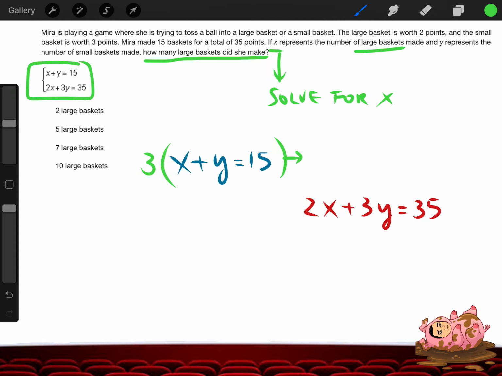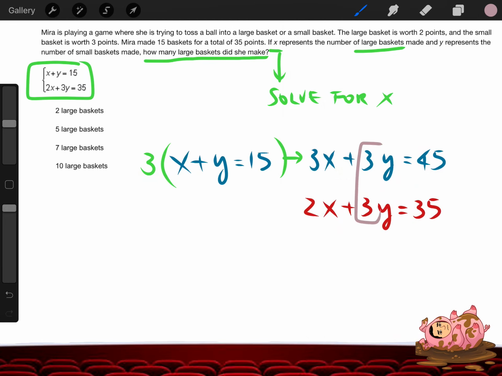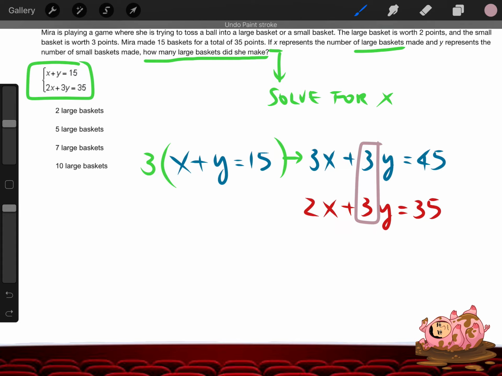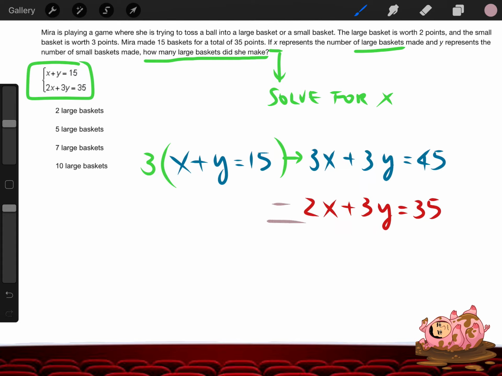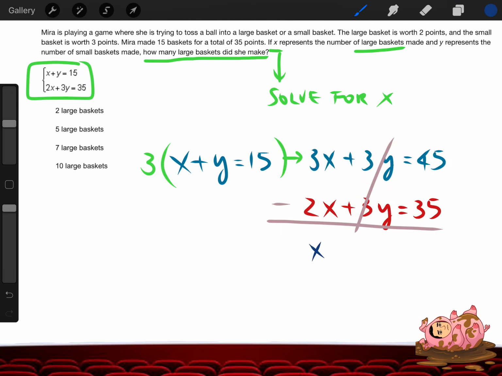Okay, I'm going to rewrite this equation as 3x plus 3y equals 45. Okay, you see that these coefficients are the same with the same signs. So which means that you can subtract one from the other. You can cancel the 3y's out. Okay, so you're going to get x equals 10. Move on.